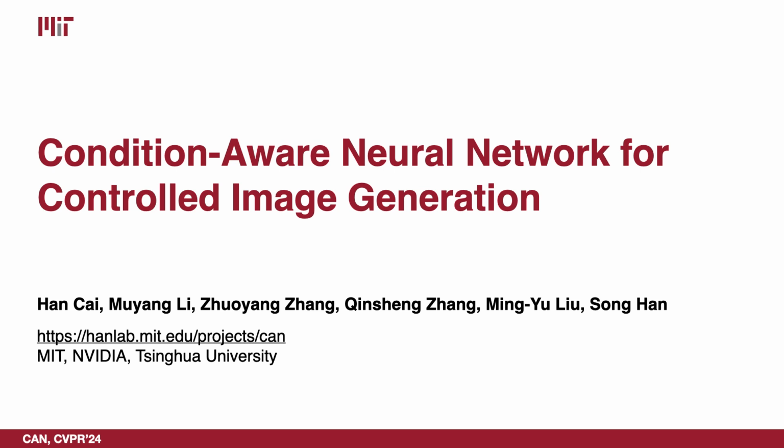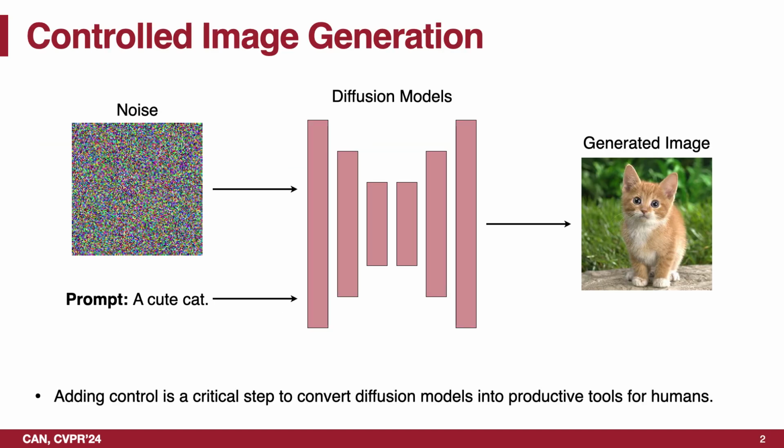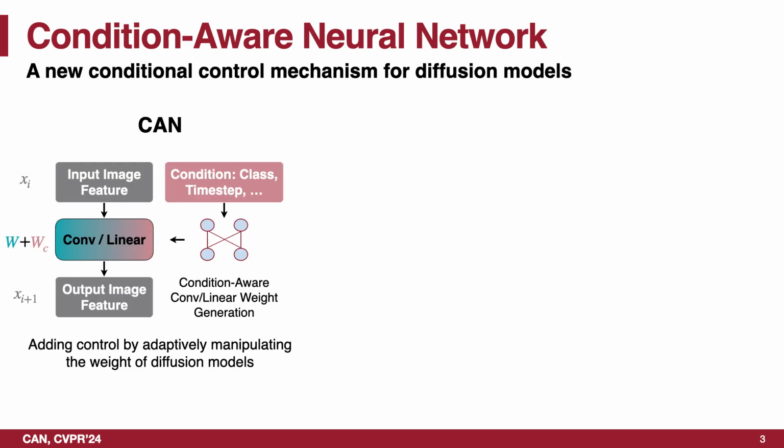Everyone. In this video, I'm going to share our work, condition-aware neural network for controlled image generation. Large-scale diffusion models have demonstrated astounding capacity in synthesizing photorealistic images. To convert these models into productive tools for us, we need to add control. Instead of letting the model randomly generate data samples, we want the diffusion model to follow our prompts, like the text, class label, etc. Condition-aware neural network, or in short CAN, is a new mechanism for this problem.